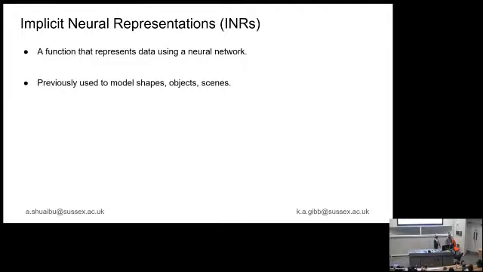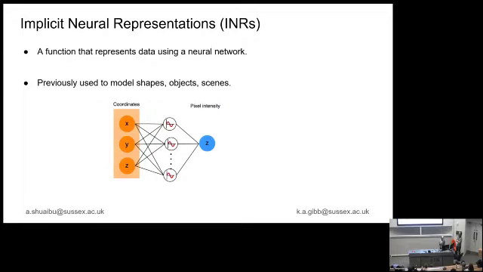Sorry, here's Aisha. Yeah, so I'm here to talk about implicit neural representations, which is a new fancy tool that has evolved over the last couple of years. Basically, it is a fully connected neural network that serves as a memory efficient representation of your data.